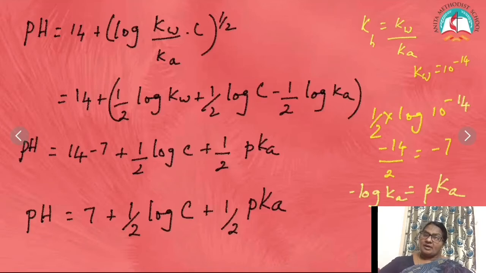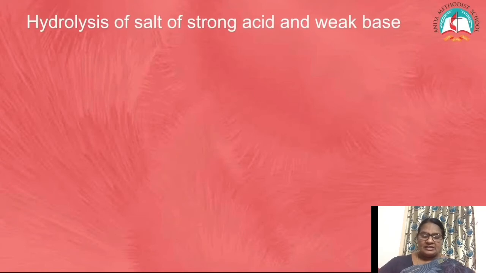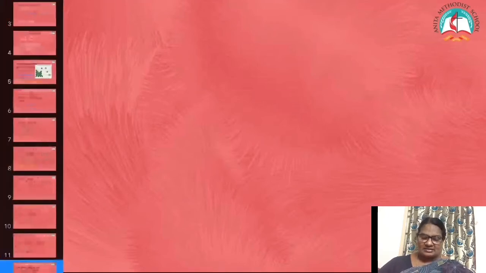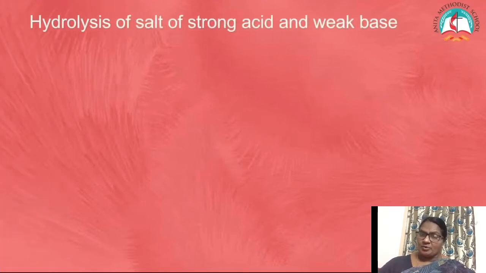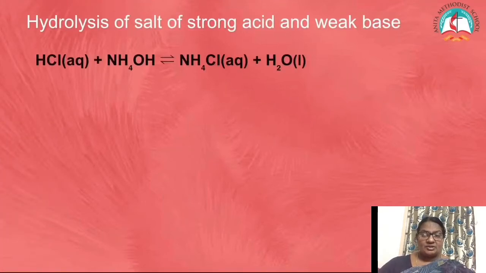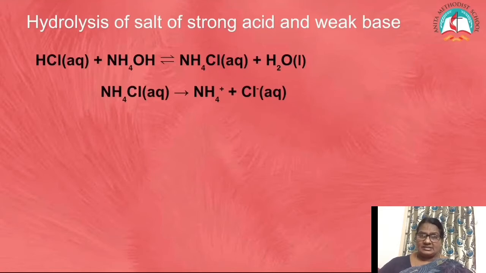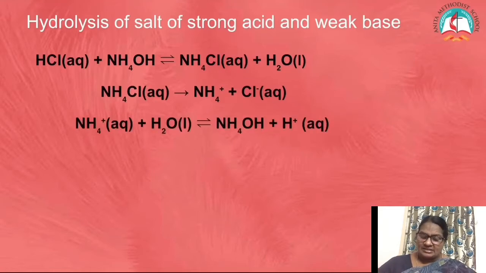Now let us see what happens when I dissolve the salt of a strong acid and a weak base. Here I have ammonium hydroxide as my weak base and hydrochloric acid as my strong acid. What is the salt formed? Ammonium chloride. I am going to dissolve ammonium chloride in water. What are the two ions? Ammonium ions and Cl minus ions. So you know Cl minus is what? The conjugate base of the strong acid, hydrochloric acid. It will not react with water, it will not undergo hydrolysis, so it remains as such.